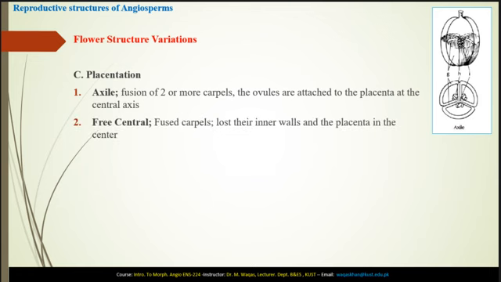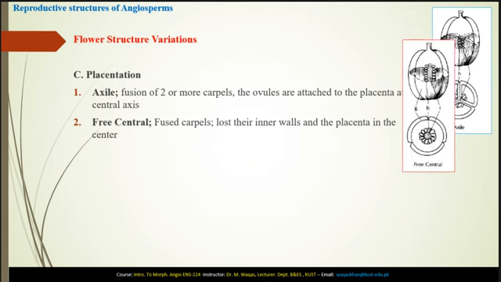And the second one is free central, as the name indicates, central. The placentation occurs in the center, as you can see in this figure. What is central placentation? The completely fused carpels lose their inner walls, as you can see, and the placenta is located in the center. This is the placenta, and all the ovules are attached to it, right? This is called free central placentation.